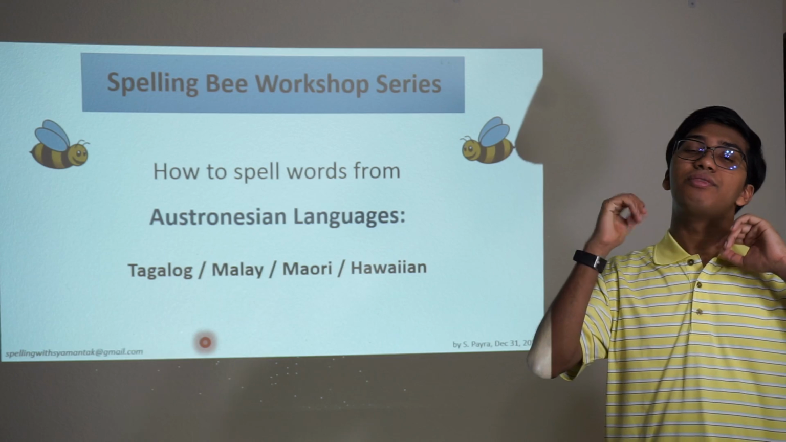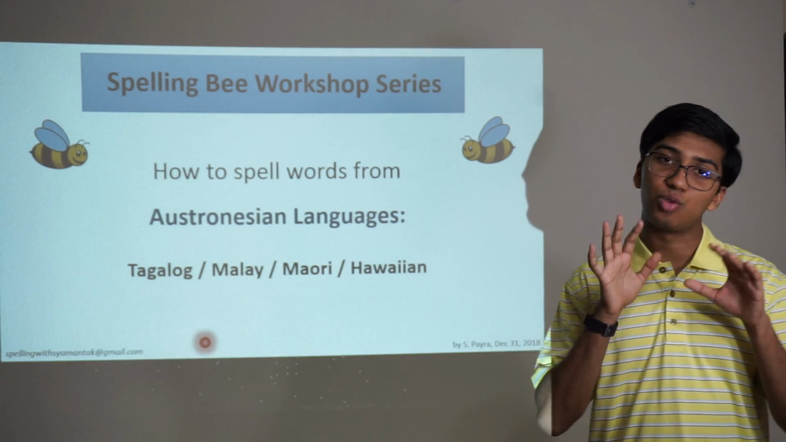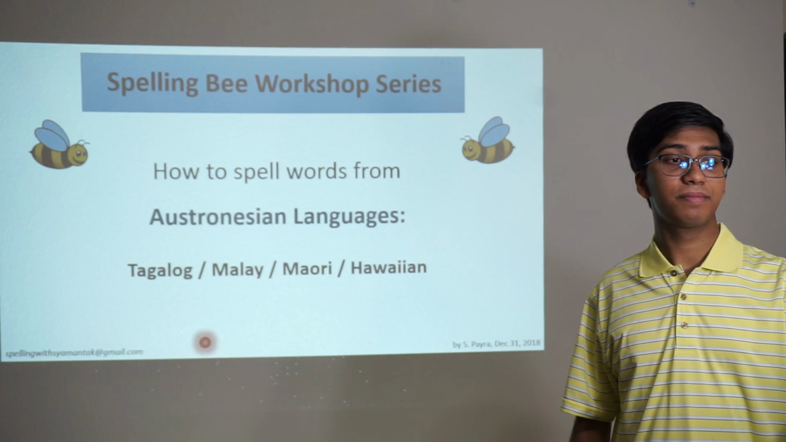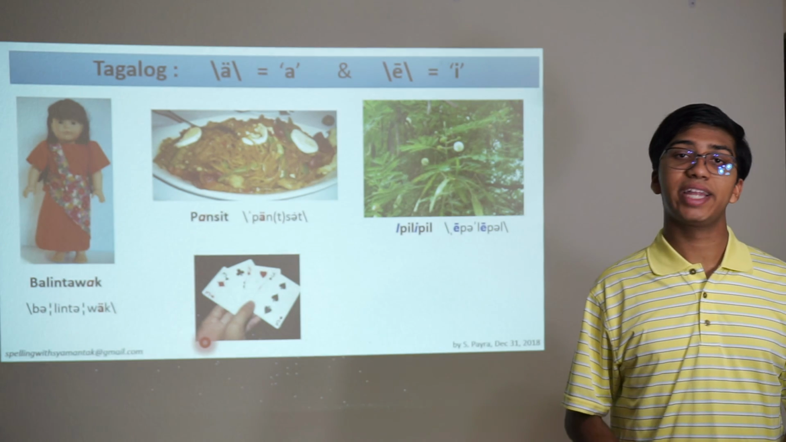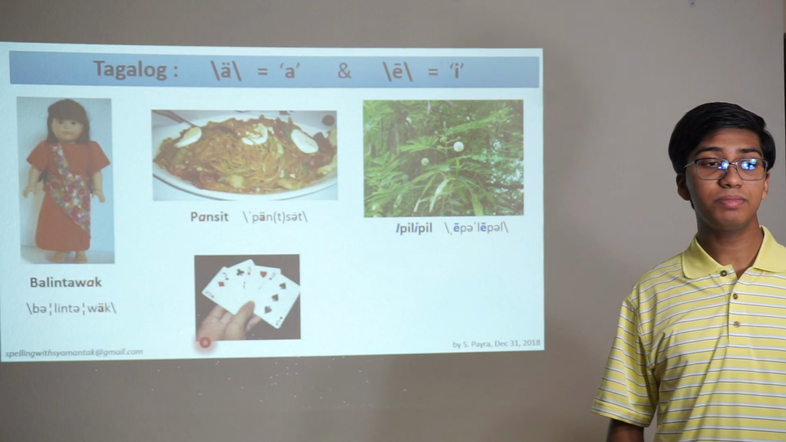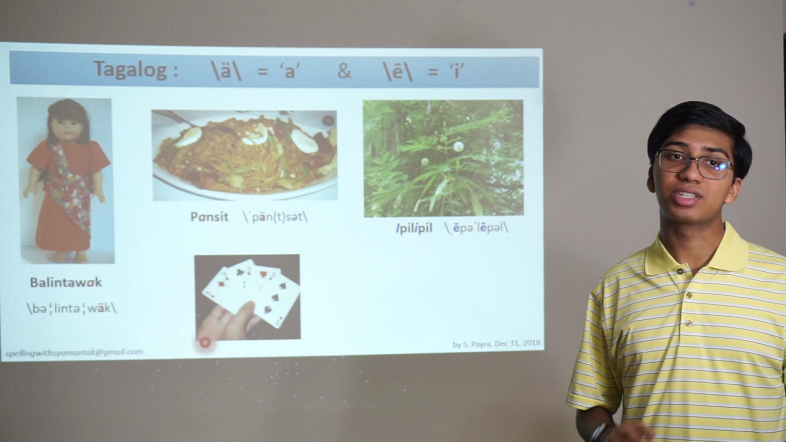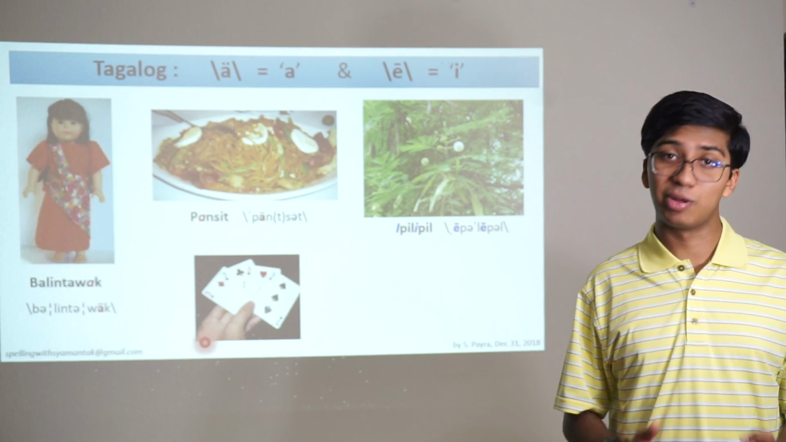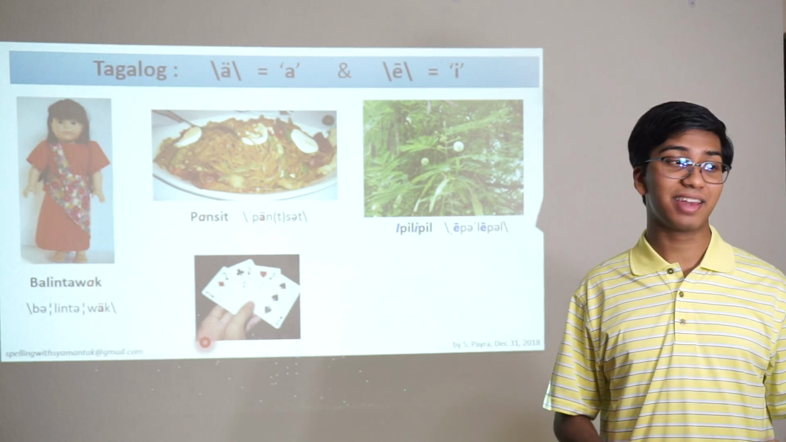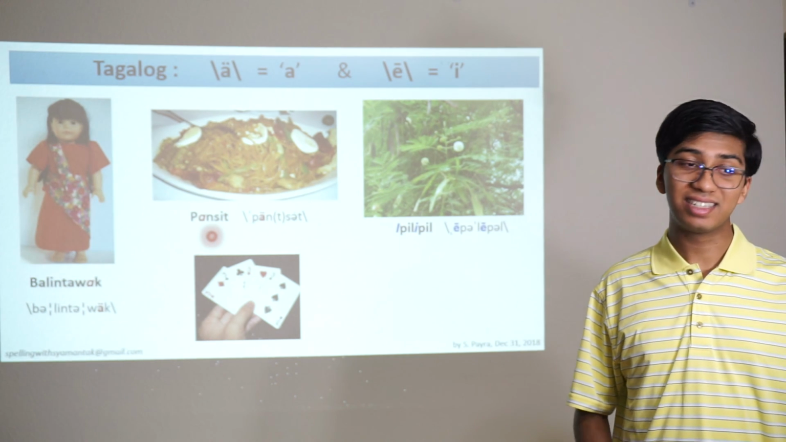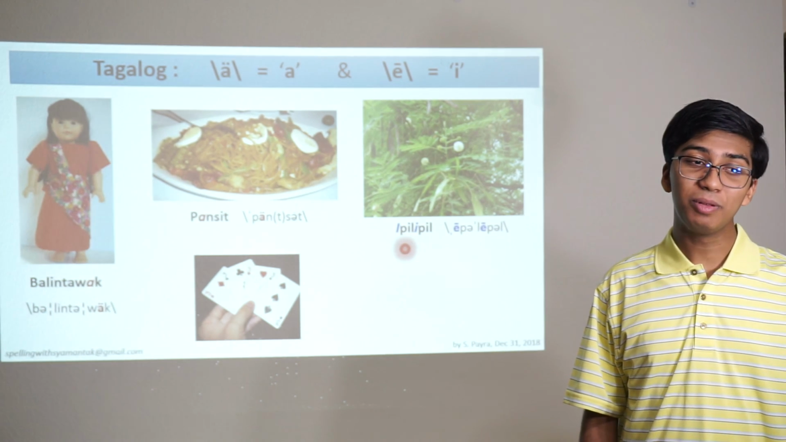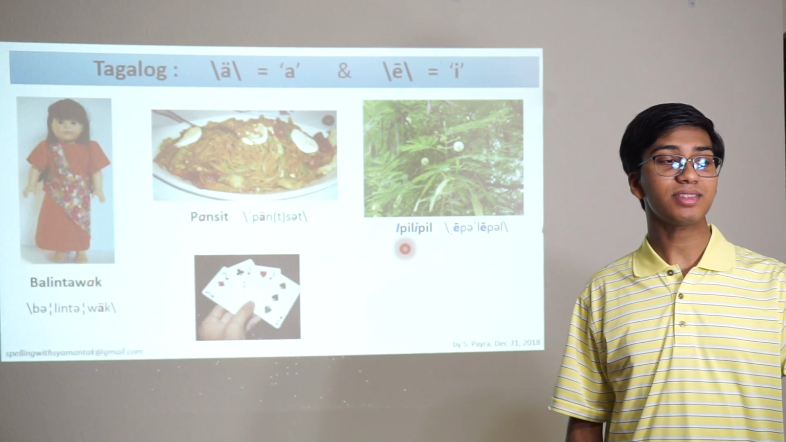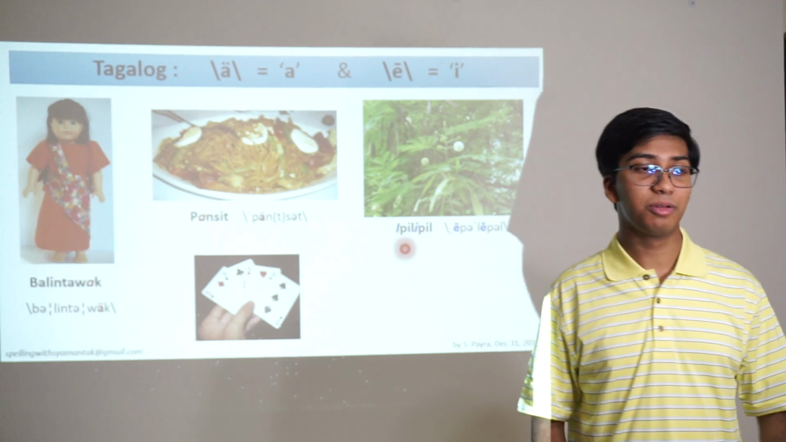And now we move out from continental Asia into Austronesian languages: Tagalog, Malay, Maori, and Hawaiian. Most of these languages you will find have simple open vowel systems, where you essentially just spell the vowel sounds just how they sound. In Tagalog, if you have an A sound, it's spelled with an A. If you have an E sound, it's spelled with an I. Balintawak, pancit, the noodle dish, remember? Ipilipil, a tropical leguminous shrub used as a means of basically weed control. These all have simple vowels.